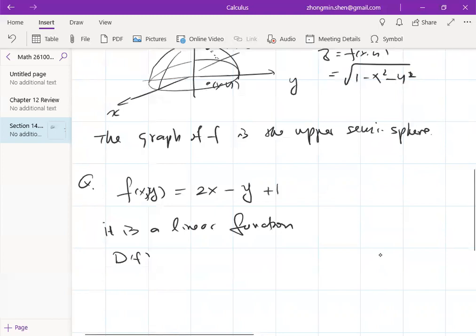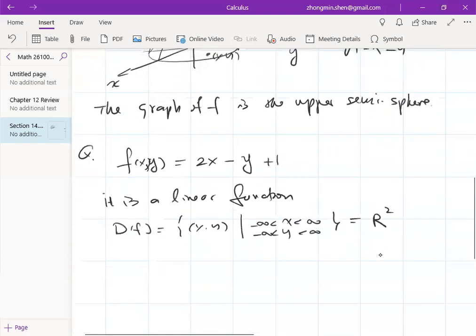The domain of f is just the whole plane, it can be anywhere. Okay. So no restriction on x, no restriction on y. So x can be from negative infinity to positive infinity, and y is also. So this is denoted by R2. R2 means the whole xy plane.